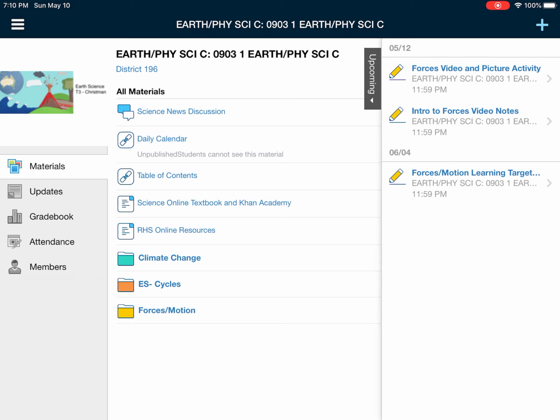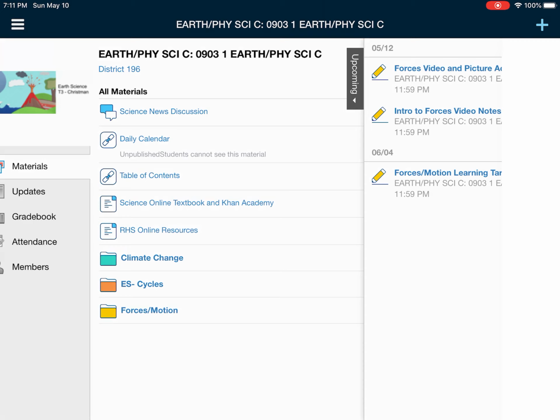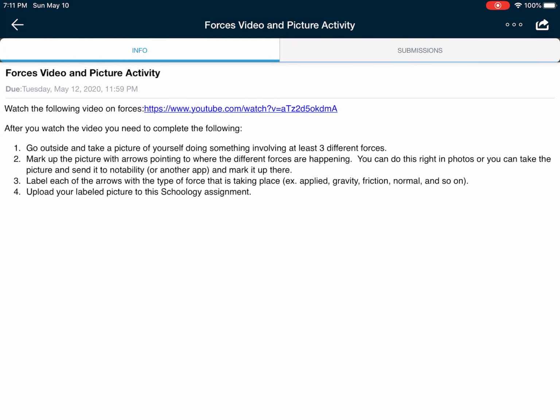So in your upcoming, you should see the forces video and picture activity. When you open this up, the first thing it's going to ask you to do is watch a quick recap video on the types of forces. Yesterday you reviewed and now understand that a force is just a push or pull on anything, and that we have two major categories of forces.